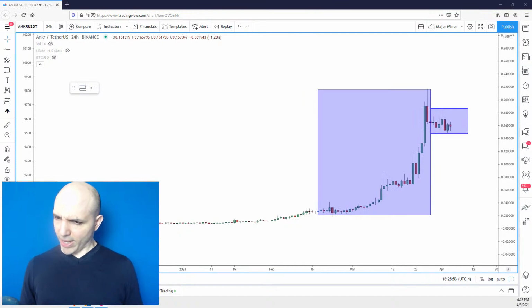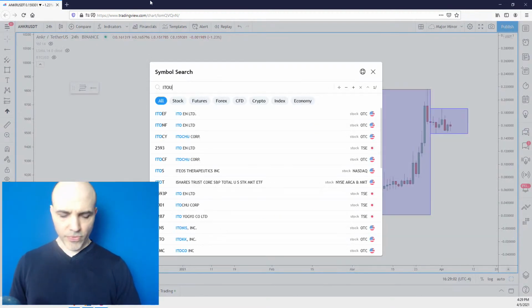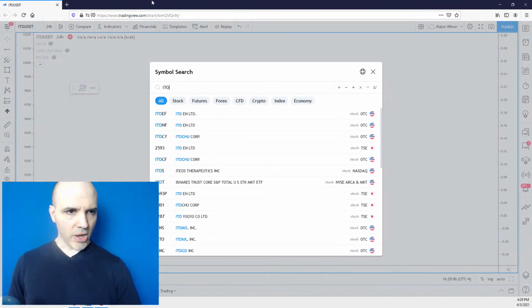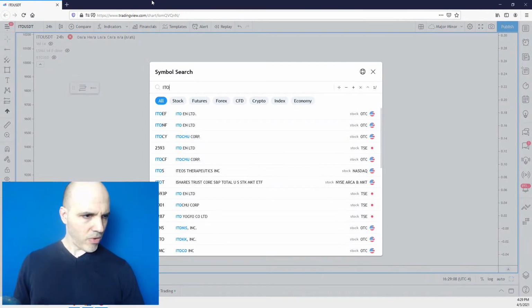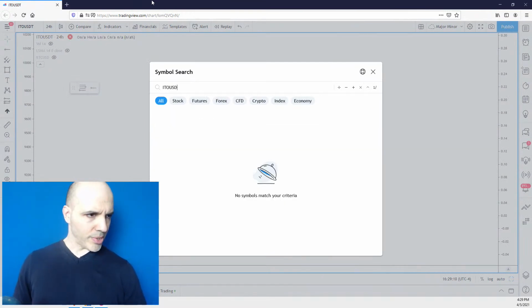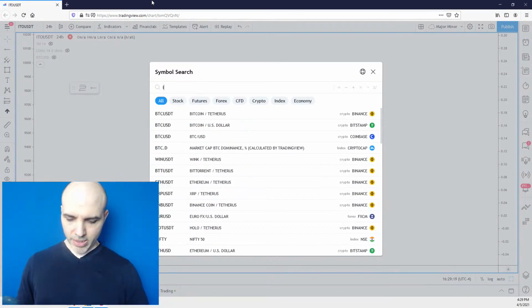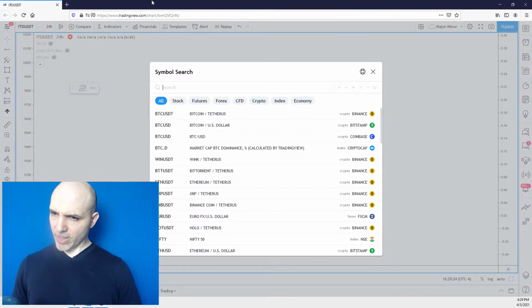Okay, hold on. Ravesen, thank you for the analysis. What about ITO USDT? Okay, let's take a look. ITO USDT. I don't have anything for that. ITO, is that the right one? ITO. Let's see here. USD. I'm not getting that. Maybe you mean IOTA. Maybe you mean IT. No, that wouldn't be it. I'm not sure what you mean by ITO, because I'm not getting that.